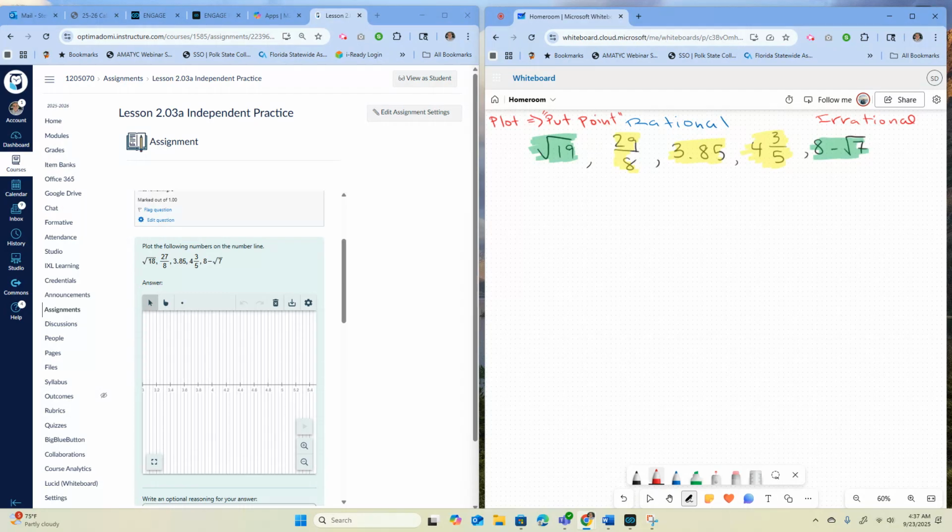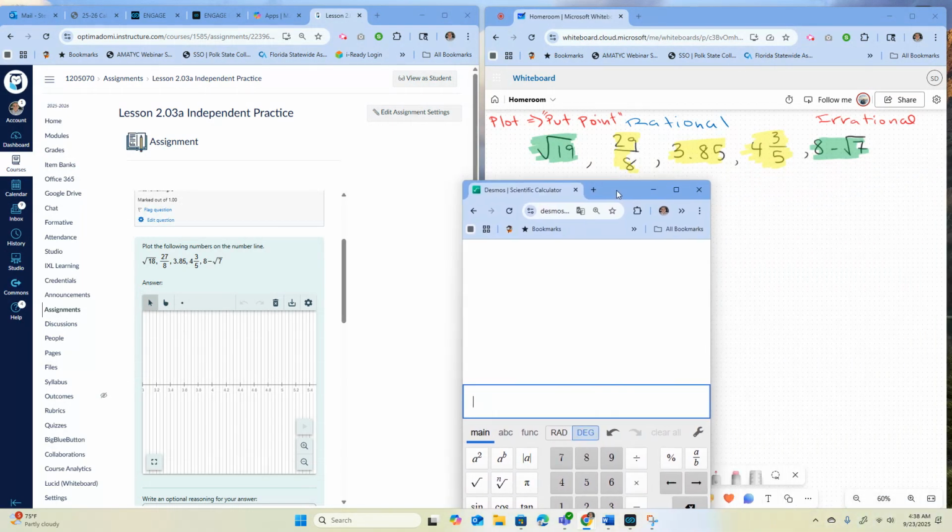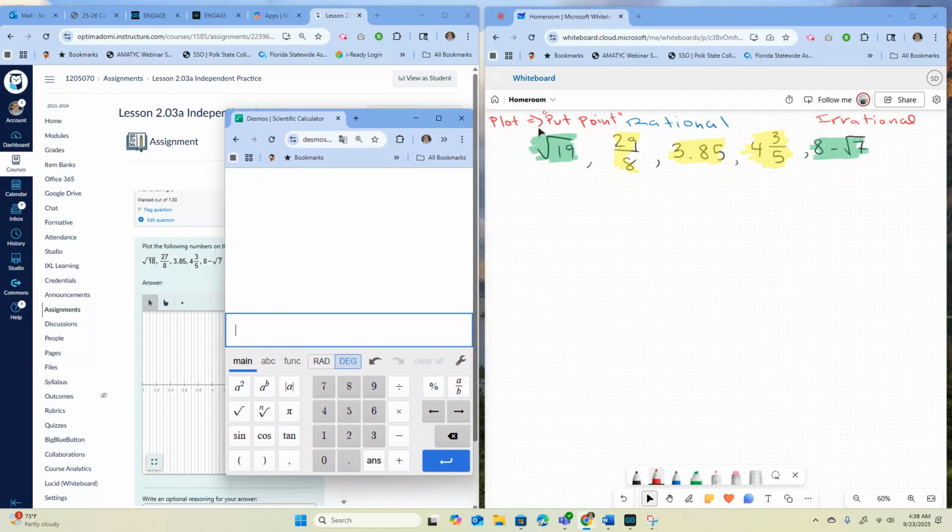You're going to use the calculator. And what I'm going to do is I'm going to take each of these numbers and I'm going to make them into a decimal with the help of the calculator. So for example, here's my calculator. Let me start with square root of 19. So I'm going to put square root 19. And you can see I got a long decimal.